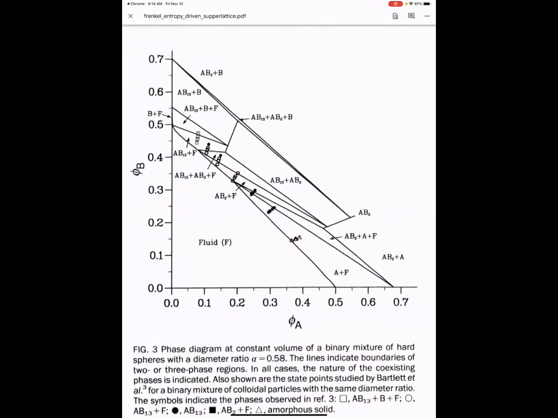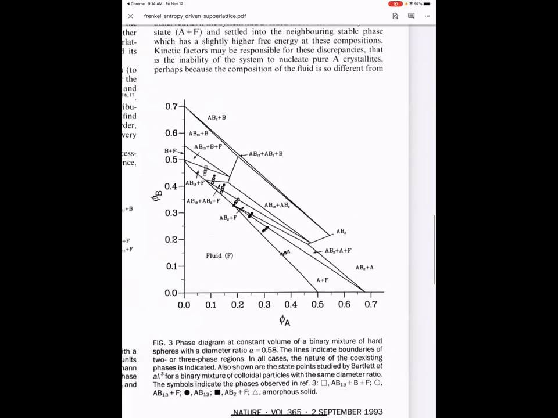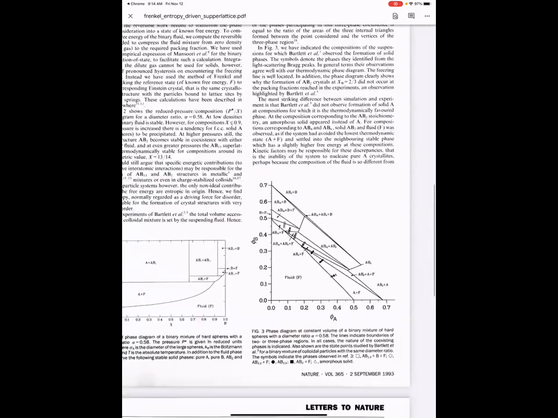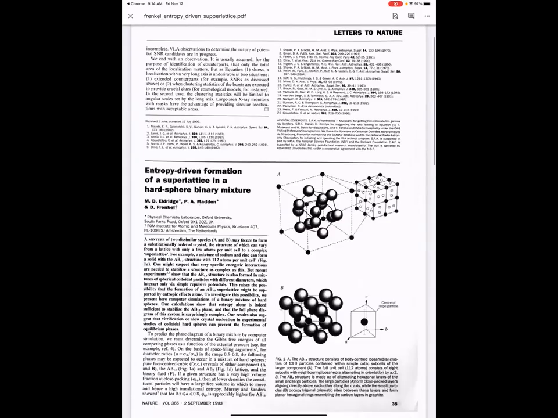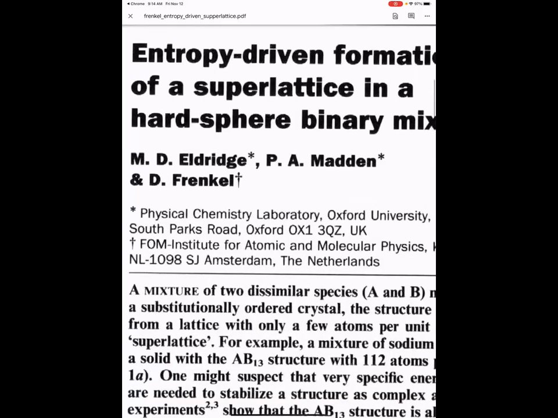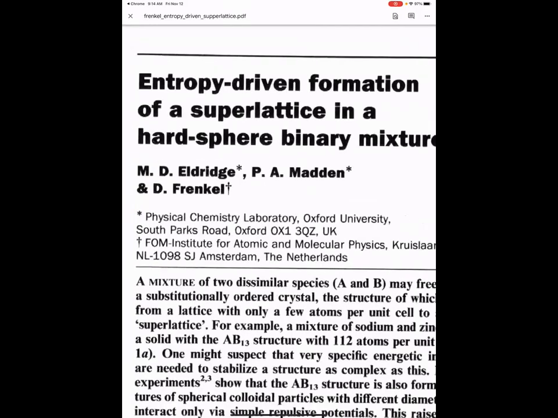This is mole fraction of A, this is mole fraction of B. And depending on the mole fraction, you can get these super complicated phase diagrams. These things are important in self-assembly. This paper is by Dan Frenkel, who is very famous. I have his book, and it's a really nice book on doing computer simulations. So these are the 4 papers.